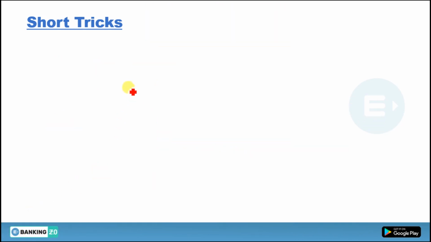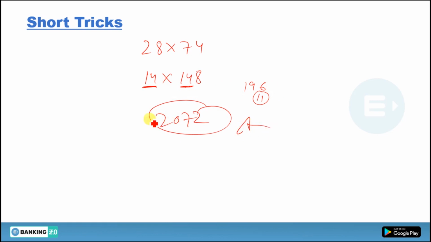There is one more question. Let this be 28 into 74. Now 28 into 74, if you divide 28 by 2, you are getting 14. If you multiply 74 by 2, you are getting 148. Done. Now 14 into 8, you are getting 112. Now 11 is carry. Now see here, here is 14 and here is also 14. Now you can multiply 14 into 14. 14 into 14, you get 196. 196 plus 11, you are getting 207, and this one is the answer.